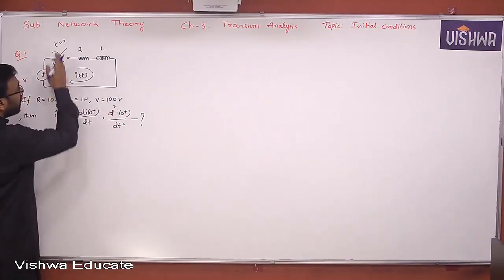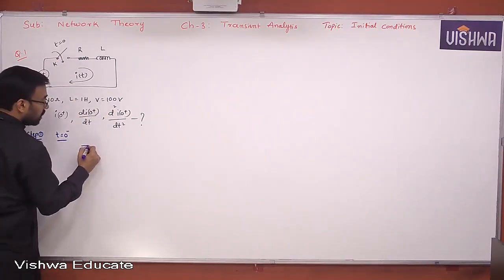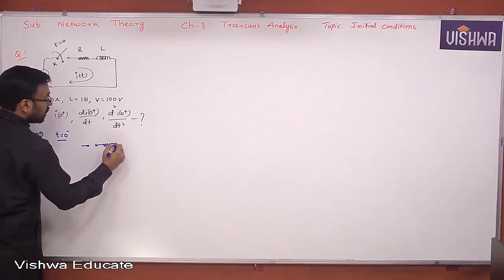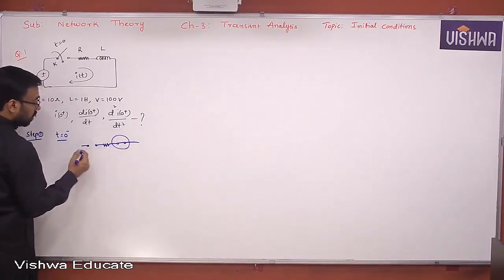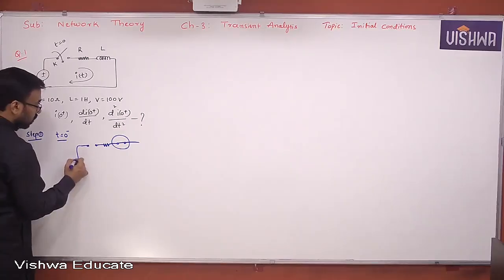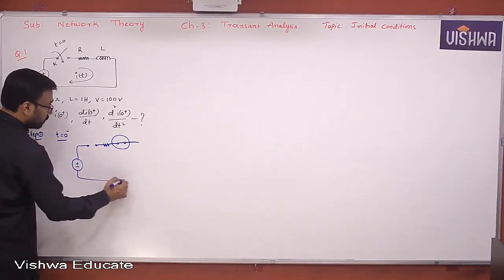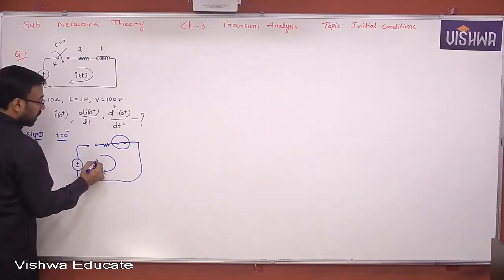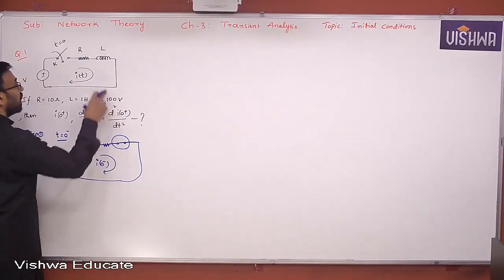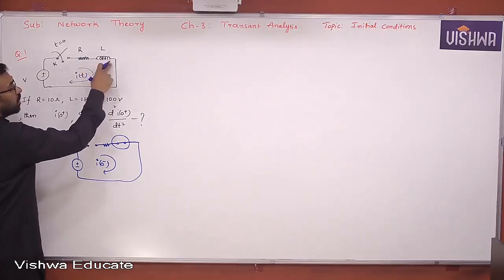At t equal to 0 minus, the switch is open. What is the equivalent? Just look at this. The inductor is acting like a short circuit. This is an inductor, remember all of you. And this is the voltage source already given. So the current flowing here is I of 0 minus. I of 0 minus and IL of 0 minus are both the same, because current I is the current through the inductor.